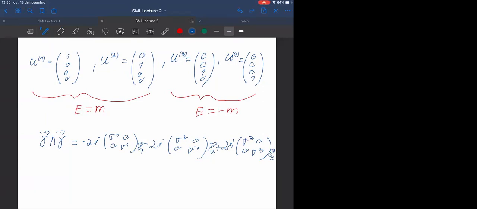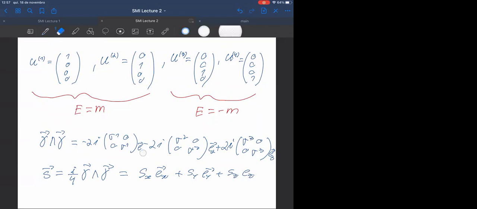And this is no more, no less than, so if you define S equal to i over 4 gamma, this way, which is equal to Sx Ex plus Sy Ey plus Sz Ez. So in fact, these are the Pauli matrices here. Let me just, for consistency of notation, write x here, y here, and z here.